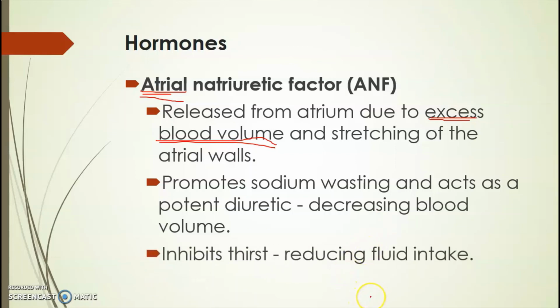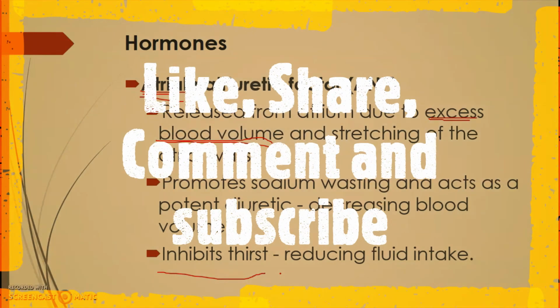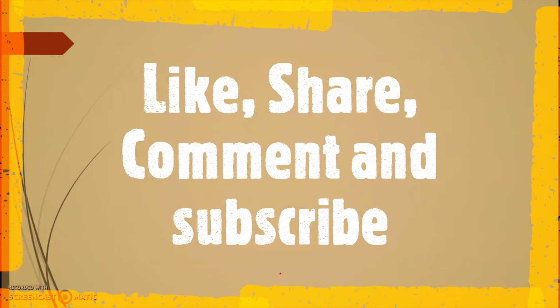Aside from promoting sodium wasting and acting as a potent diuretic, it also inhibits thirst, meaning it blocks the thirst mechanism. This will lead us to prevent or reduce fluid intake, and eventually it will also affect our blood volume. So those are the 3 hormones responsible or involved in the maintenance of the body's homeostasis.